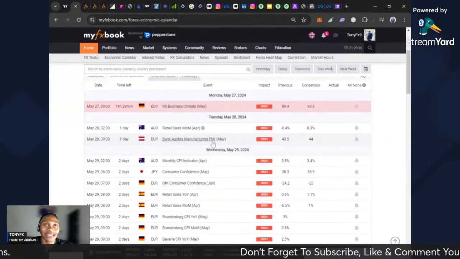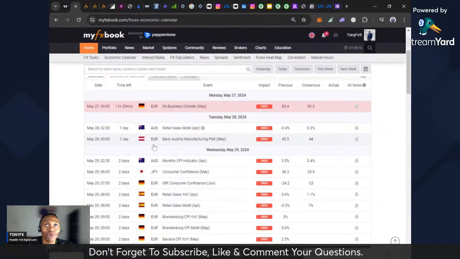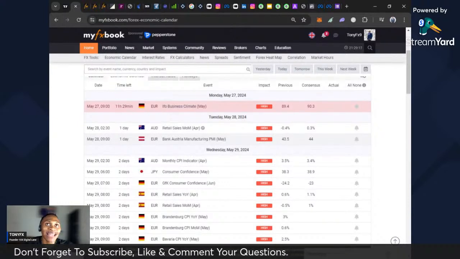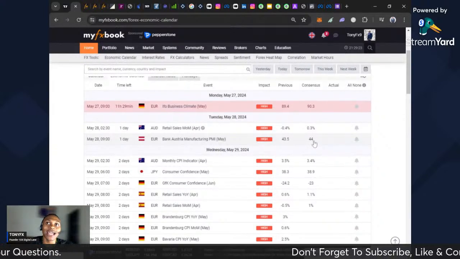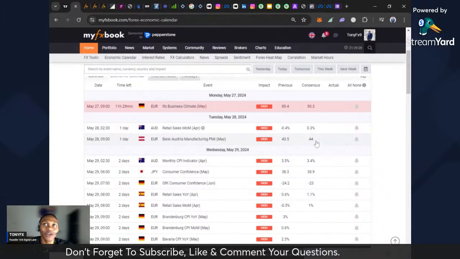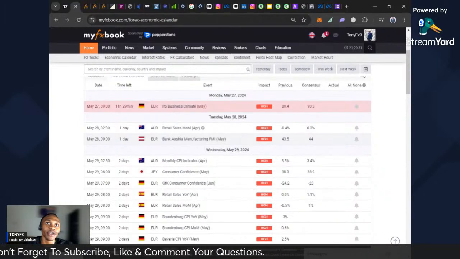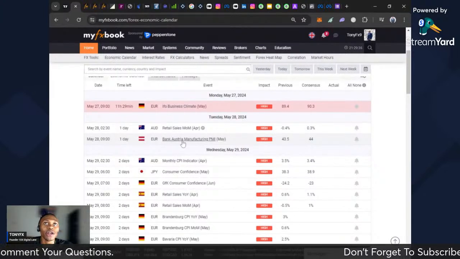It has to do with the manufacturing sector in Austria, which is going to affect euro early in the morning on Tuesday, 9 a.m. If this figure turns out to be positive, like currently we see 44 against 43.5. If we see something like 44.5 or 45, then euro USD is going to be buying. This could give euro strength on Tuesday, London session.